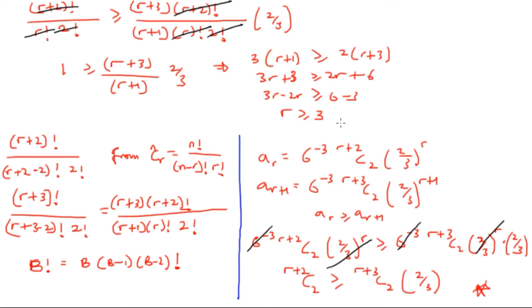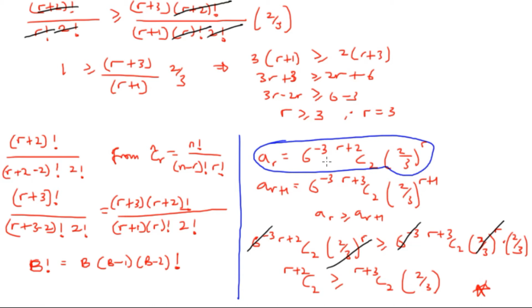So if r is greater than or equal to 3, the least value of r is 3. Okay, so the greatest coefficient is found at the point where r is equal to 3. By assumption, we said that ar is the greatest coefficient.